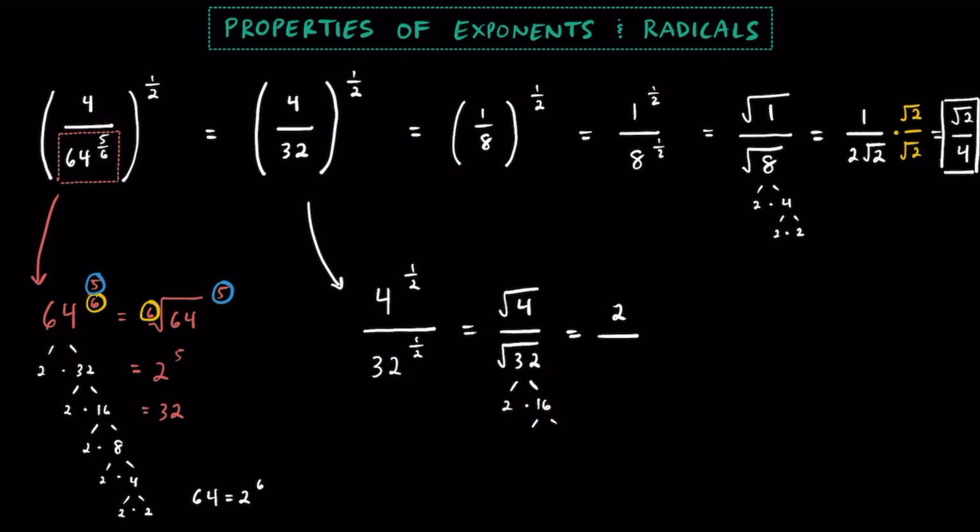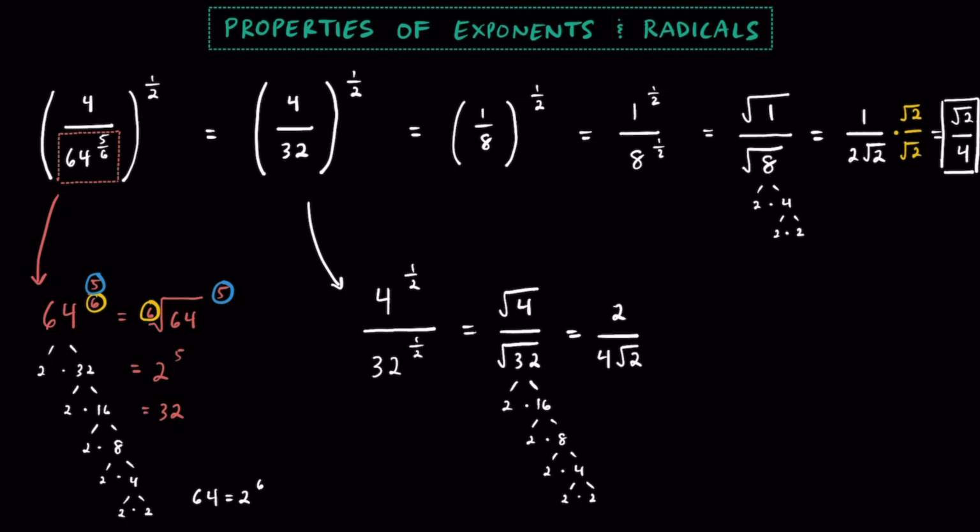I already know 16 is a perfect square, but I'm just going to go ahead and write out the rest of the prime factorization here. 2 times 4, and then 2 times 2. So every 2 2's pair up to make a perfect square. So hopefully we can see that 4 of the 2's are going to make 16. So 16 times 2 is 32. But the square root of 16 is 4. So that's going to be 4 root 2.